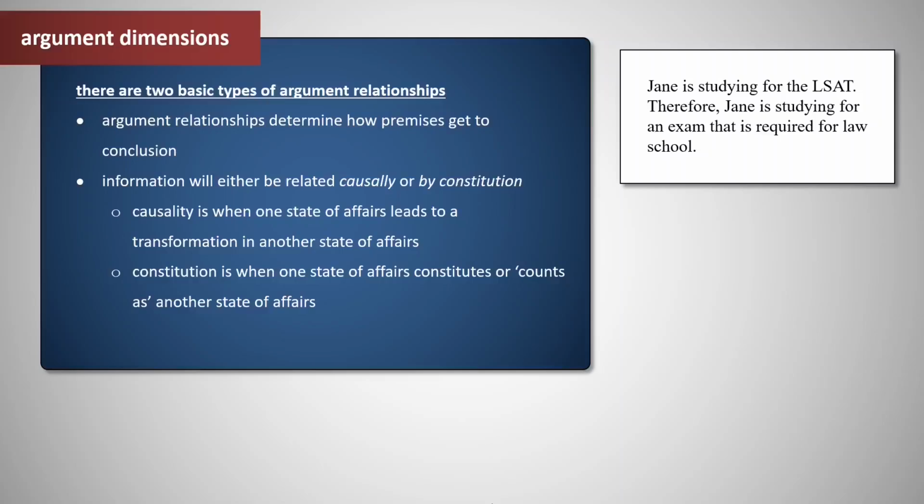What we have here is the fact that because Jane is studying for the LSAT, and we know that the LSAT is an exam that's required for law school, that means that Jane is studying for an exam that is required for law school, because the LSAT counts as, or it is, the exam that is required for law school. So this is the second broad type of relationship that you're going to find in the arguments on the test. And what we're going to do now is go through some examples of the more concrete ways in which you'll see causal and constitutive relationships appear in the arguments.